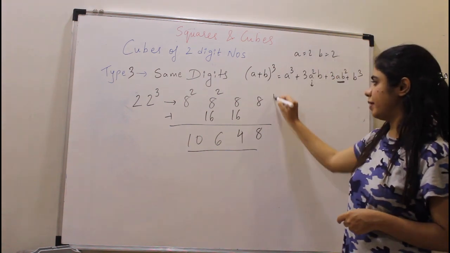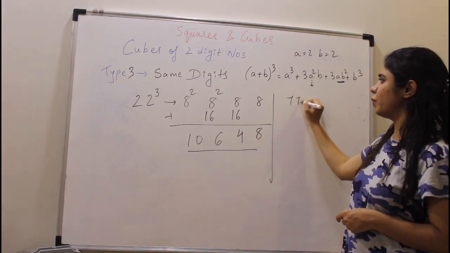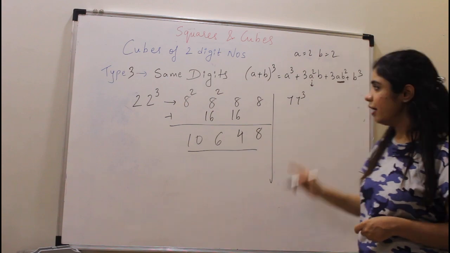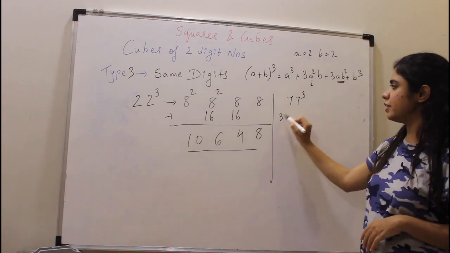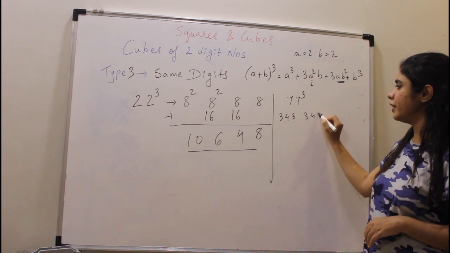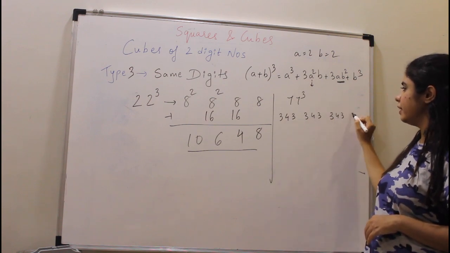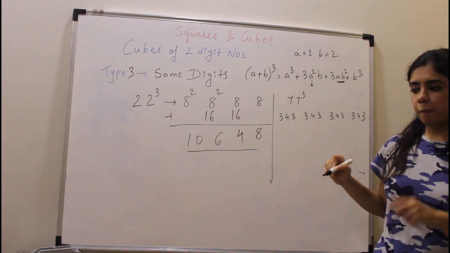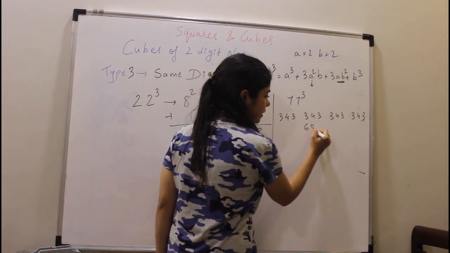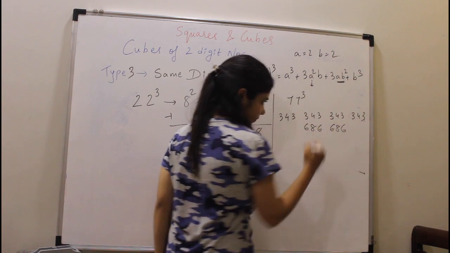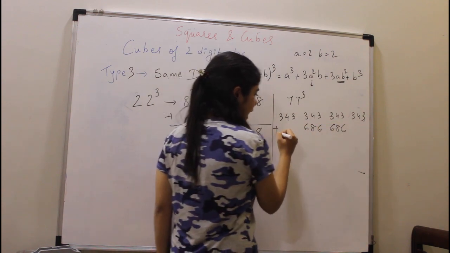Let's take one more example. Suppose I ask you what is 77 cube. We have to write 7 cube 4 times. So 7 cube is 343, 343, 343, 343. Middle two 343s we will double. So it will become 686, 686. Now we will add them.